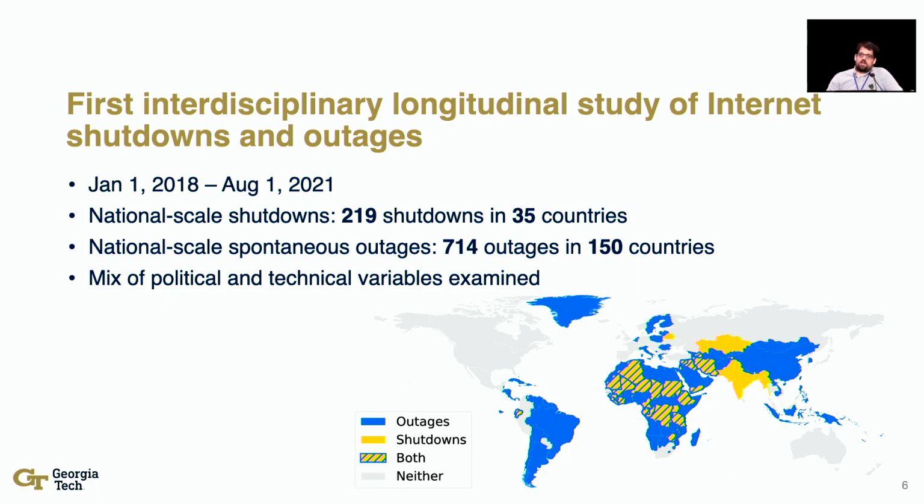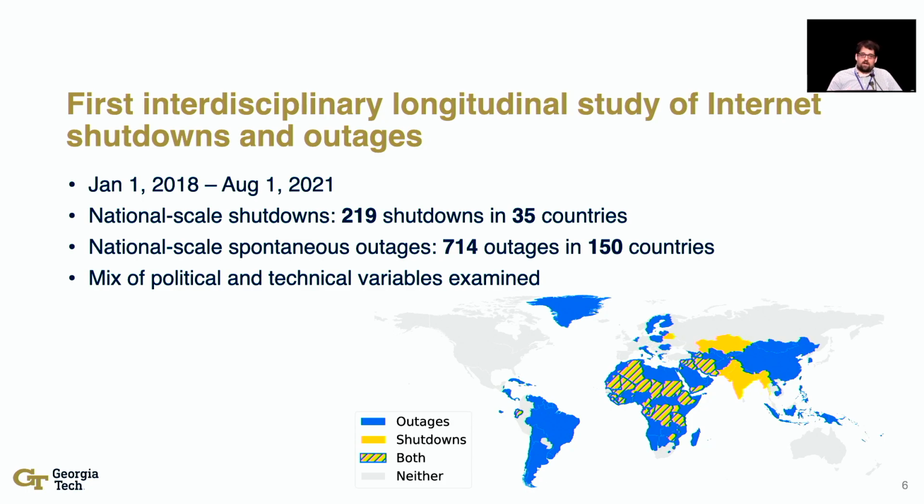So, though the community is aware of internet shutdowns, previous works typically focus on a single incident or a series of shutdowns occurring in a particular country or region. In this work, however, it's the first longitudinal interdisciplinary analysis of both government-ordered shutdowns and spontaneous outages. Our analysis focuses specifically on national-scale shutdowns and outages, occurring over a period of about 3.5 years between January 1st, 2018 and August 1st, 2021.